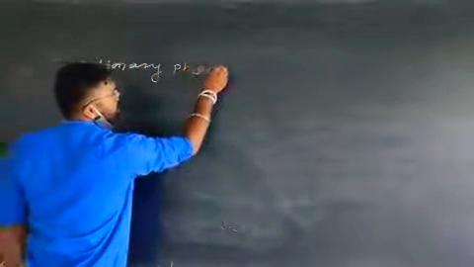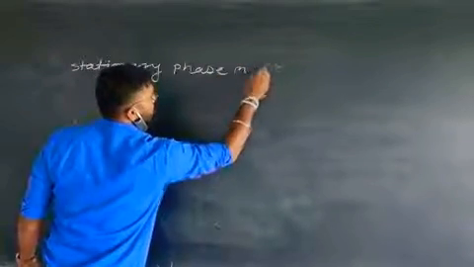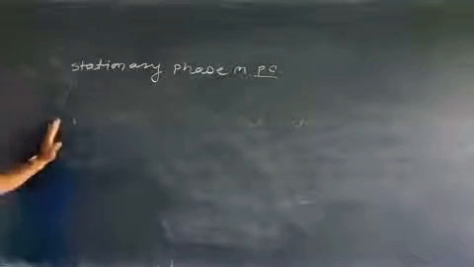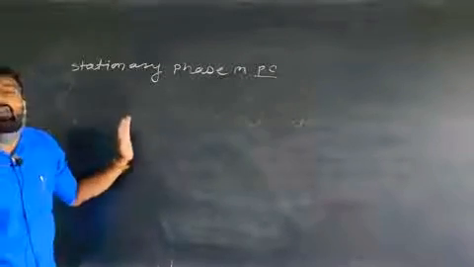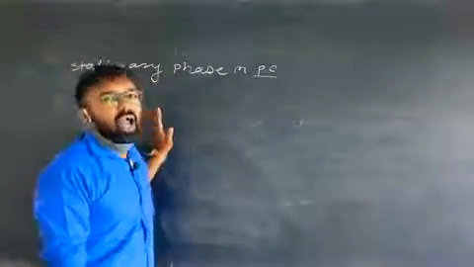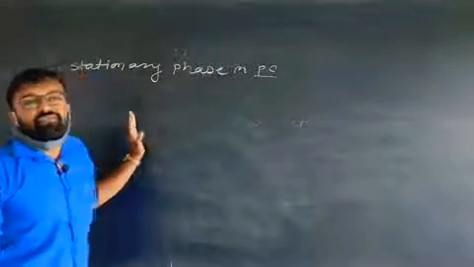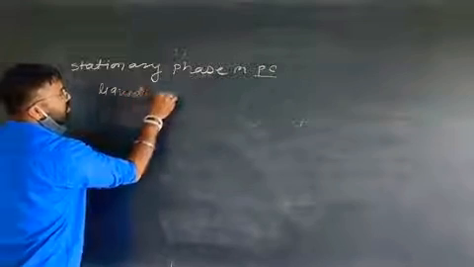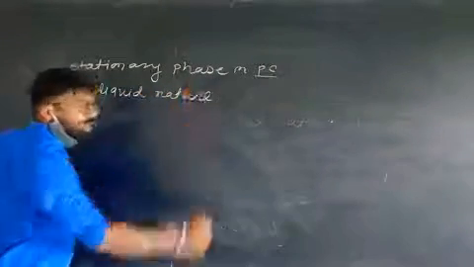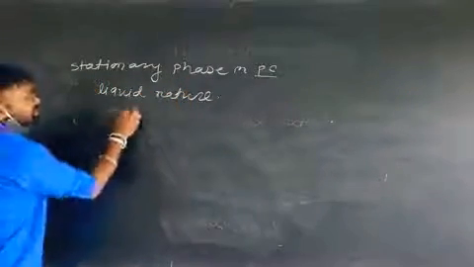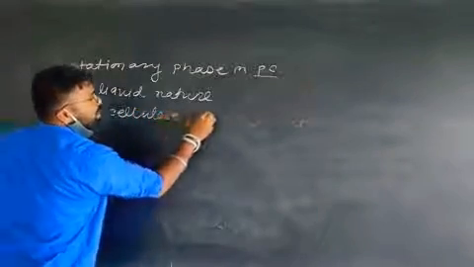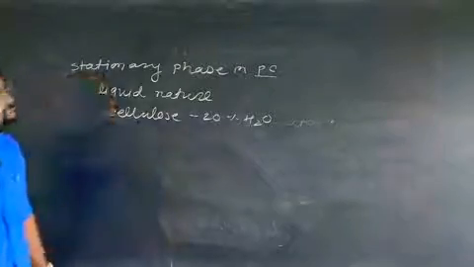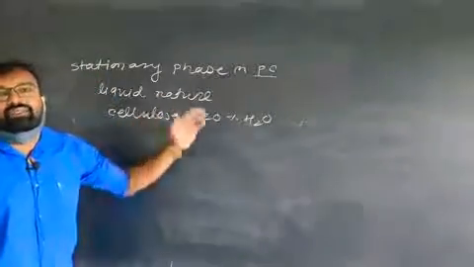Stationary phase in PC. Right? Already as per our discussion, in paper chromatography, water molecules adsorb on the surface of paper and act as a stationary phase. That means the stationary phase is liquid in nature. Right? The cellulose naturally adsorbs near about 20% H2O molecules, and this layer acts as a stationary phase.